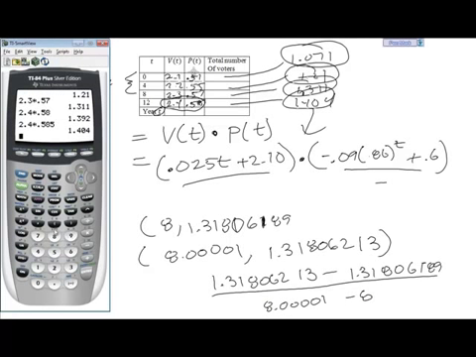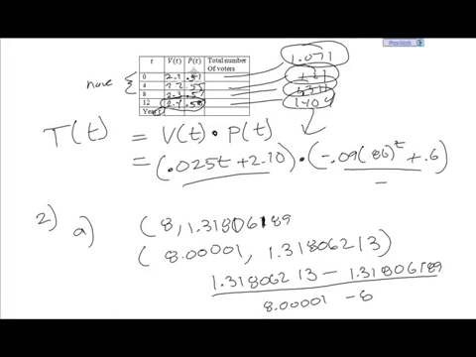So I'm just going to come back to my home screen here. 1.31806213 minus 1.31806189 divided by, well, the difference is going to be, I'm just going to do this in my head, 0.00001. That's how far horizontally these 2 points are. And I come up with a number that's about 0.024.